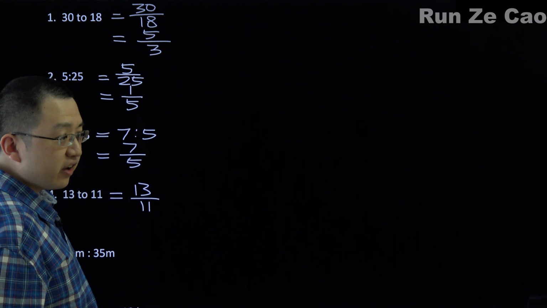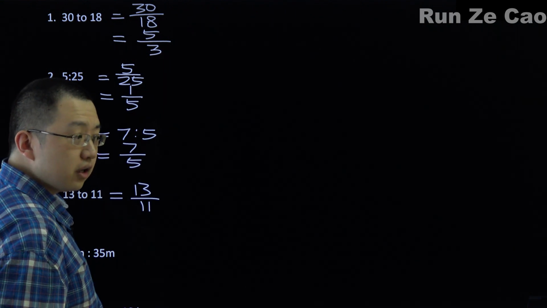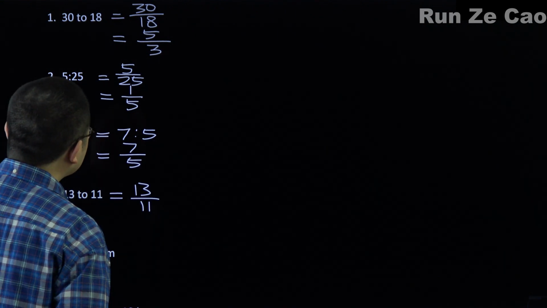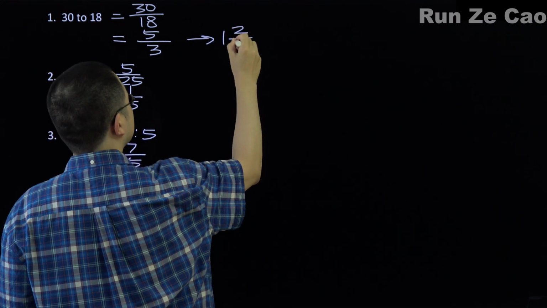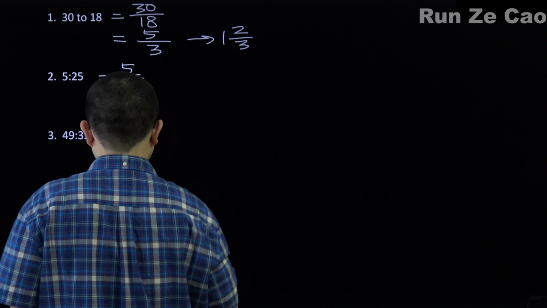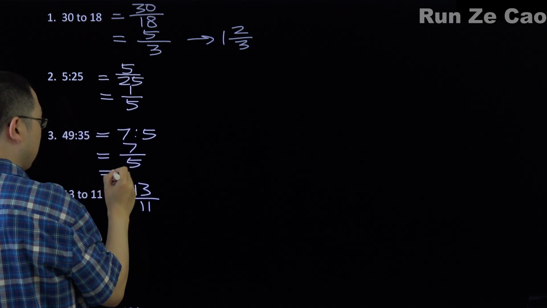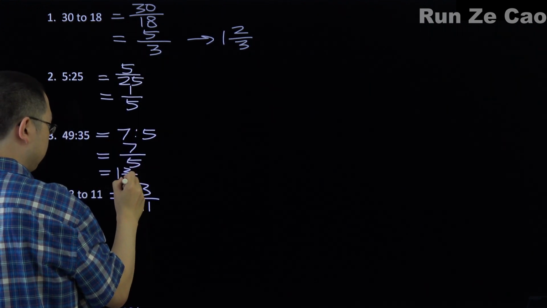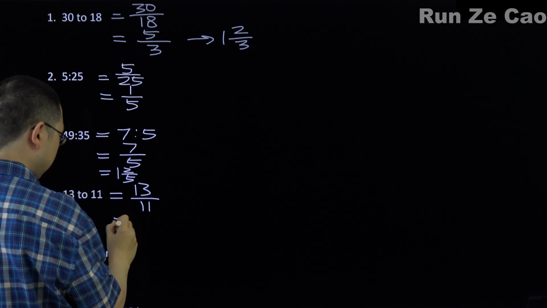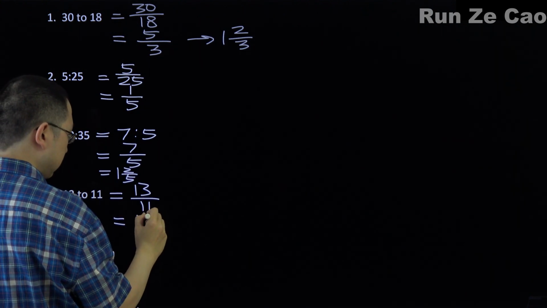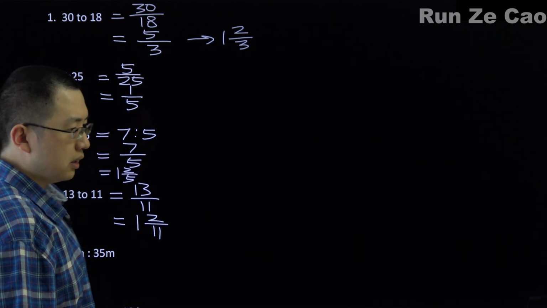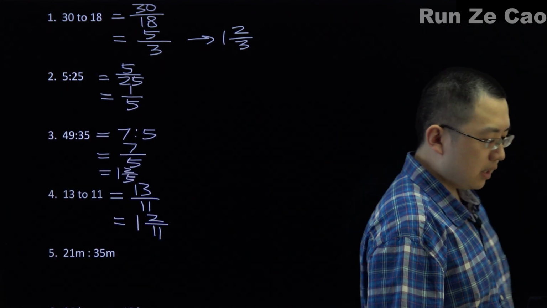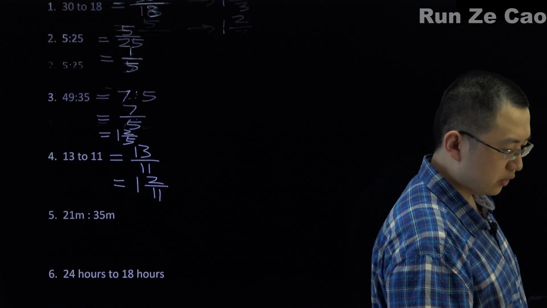However, if where you live lowest form does not include improper fractions, then this should be 1 2/3. So mixed fractions. And this would be 1 2/5. And this would be 1 2/11. Be aware of your regional conventions.